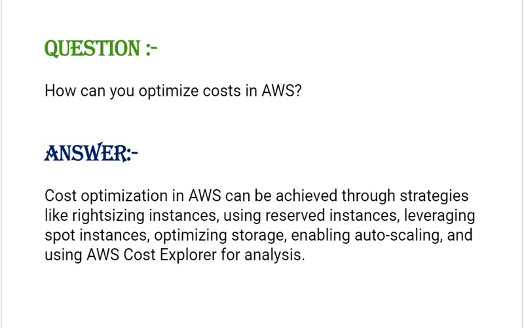Our next interview question is: how can you optimize costs in AWS? Your answer should be: cost optimization in AWS can be achieved through strategies like right-sizing instances, using reserved instances, leveraging spot instances, optimizing storage, enabling auto-scaling, and using AWS Cost Explorer for analysis.